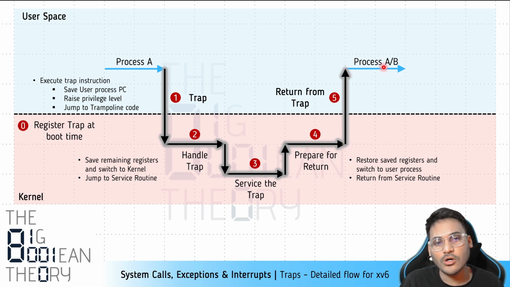So here process A or B means that the process that we had interrupted, it is not necessary that the same process will be resumed. It can be some other process also. After servicing the trap, the kernel will again run the scheduler, which is a piece of software which will decide which is the best process to which the control should change at this moment. So it could be some other process also. So we are done with step 4.